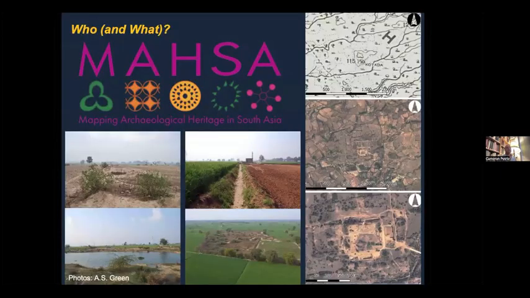So the MASA project is, in terms of answering some of these questions, the who and the what, an international collaboration. It involves a team of researchers based here in Cambridge, but also collaborators in a number of different countries, including collaborators from both Pakistan and India. And we're really setting out to document archaeological sites. And you can see examples of those sorts of sites here.